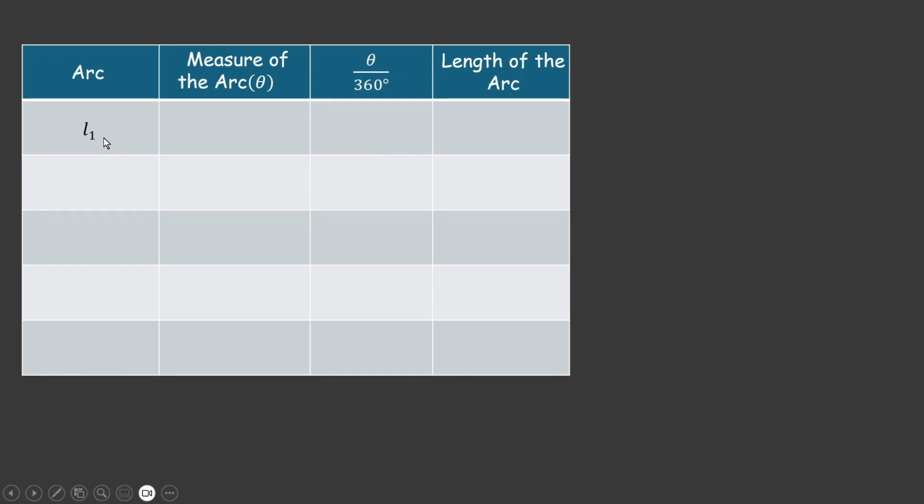So when the arc is L1, it covered an angle of 360 degrees and theta by 360, that is 360 by 360, is 1. So the length of the arc was 1 into 2 pi r. It was 2 pi r, right? When the arc is L2, it covers an angle of 180 degrees. 180 by 360 is 1 by 2 and the length of the arc was 1 by 2 of 2 pi r.